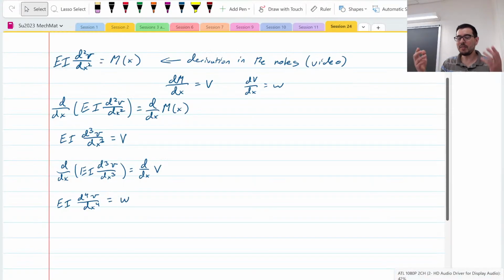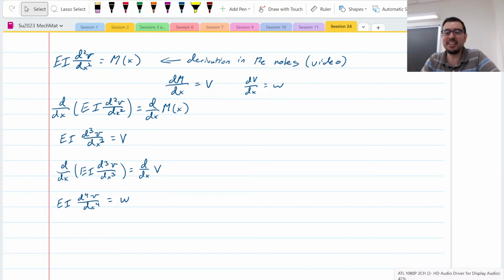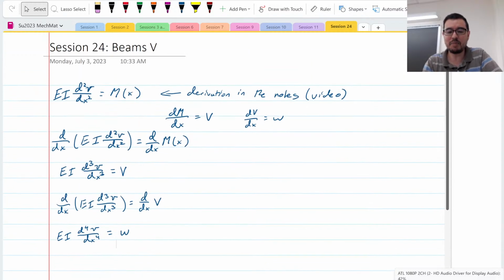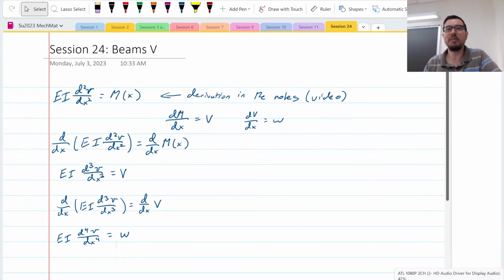So anyway, I apologize to those of you who might be joining us or wanting to watch this live session. I forgot to hit the go live button, but this is session 24 on beams, and it's beams 5. And technically speaking, all I was talking about is how we have these relationships between the deflection along the beam, moment, shear force, applied distributed loads.